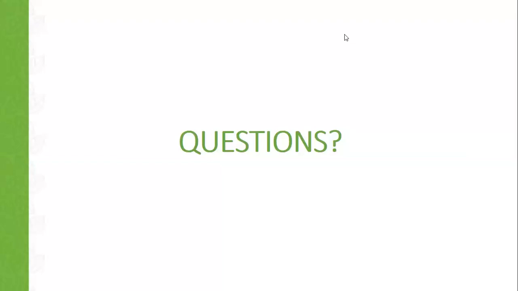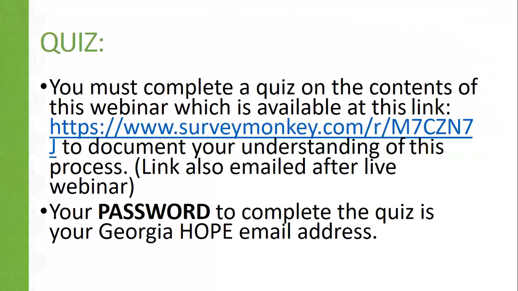Okay, so I'm going to go forward here to the, so here's the quiz information again. So it's, I think it's a 10-question quiz. And you'll pass it, and you'll have, if you need it, a copy of the PowerPoint to use. Your password is your Georgia Hope email address. Don't use your personal email address or any other email address. Just use your Georgia Hope email address to complete the quiz.